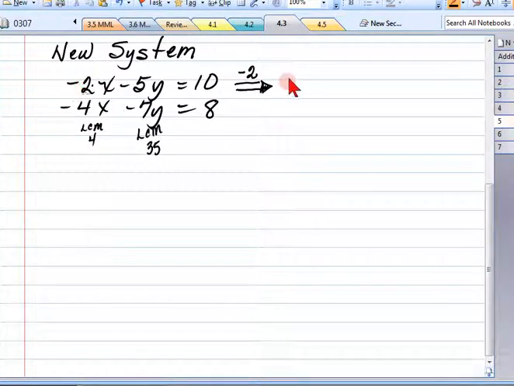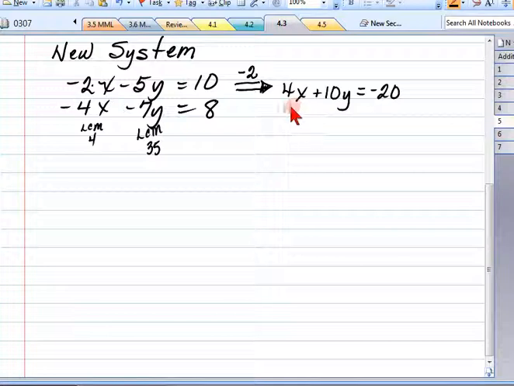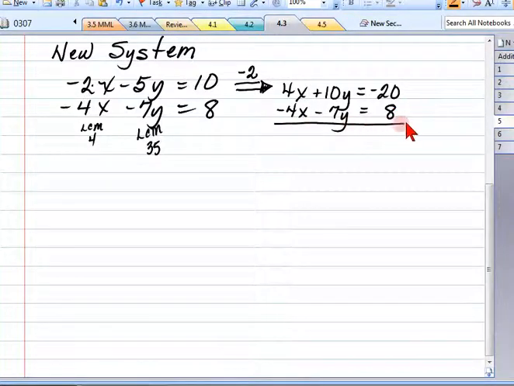Okay? So what do I get? I have -2 times -2x is positive 4x. I have -2 times -5y gives me positive 10y, equal sign. I have -2 times 10 is -20. I am not changing the second equation. That's -4x minus 7y is equal to 8. Are there gonna be problems where you have to change those? Yes. But you'll see, I promise, I'll demonstrate it.